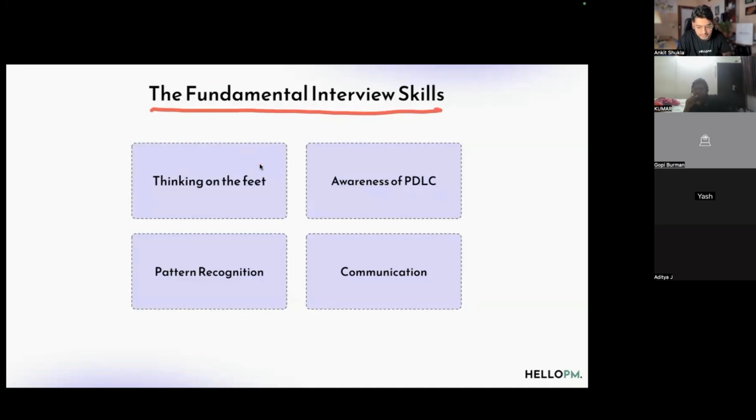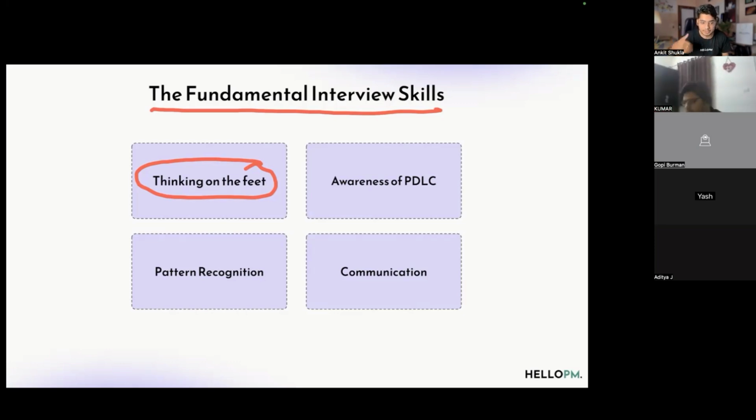The number one is thinking on the feet. No matter how much you practice, the purpose of the interviewer is to understand how much you are able to think on the feet. So rather than asking what is your favorite product and how would you improve it, they can also tell you to name five favorite products, and then they can choose one product and tell you to go ahead and improve that product. Their purpose is to challenge you because they want to understand whether you can think on the feet or not.